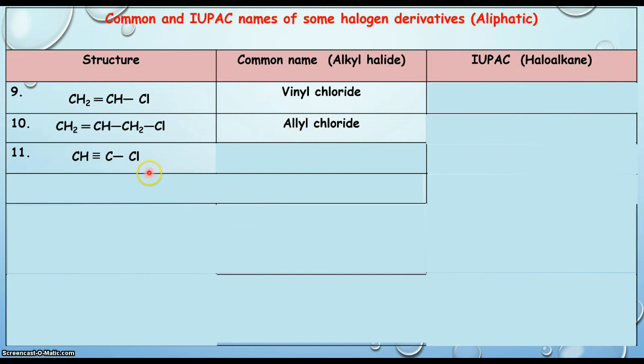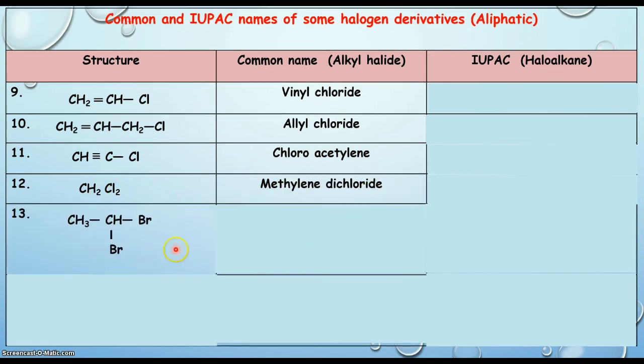Now in this example, chlorine is bonded to acetylene. This is called acetylene. Therefore, the common name of this structure is chloroacetylene. Now this is an example of dihalogen compounds. In this, 2 chlorine atoms are bonded to a methylene group. Therefore, its common name is methylene dichloride.